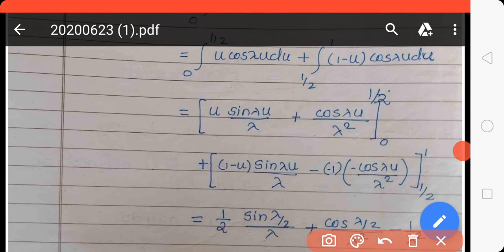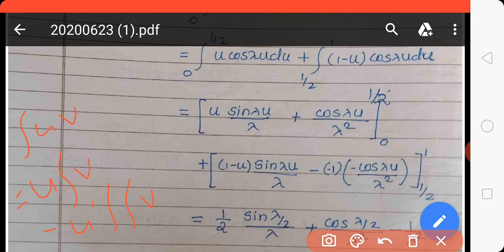Here we find the integration of uv. If u is a polynomial and v is any function, then we find the integration using the formula. First we take u constant into the integration of v, minus the derivative of u into the double integration of v. In this way we find the values.